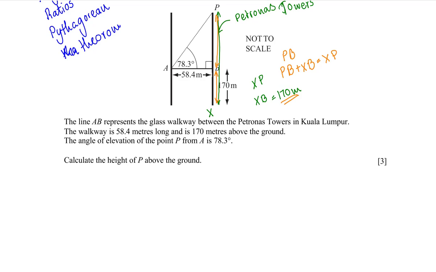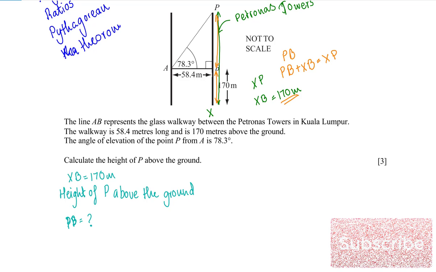So now we'll come to the topic, we're going to talk about the trigonometric ratios. Okay, we know XB, as I said, is 170 meters. To find the height of P above the ground, we also need to find PB, which is unknown. So now we think about it. We can use trigonometry for this situation. How? Well, let me just use a different color.